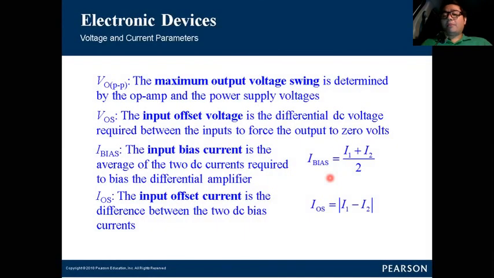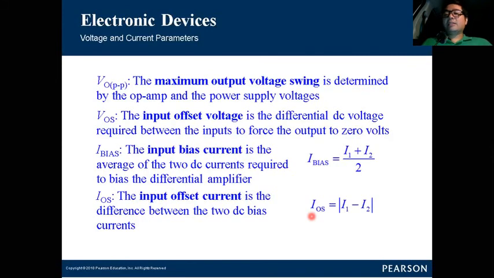So kung i-compare natin ang input bias current at ang input offset current, ito yung pagkakaiba nila, no? Ang input bias current is basically the current that is being drawn by your inputs. Ito yung pumapasok dun sa input terminal ng ating op-amp. While itong input offset current ay ang pagkakaiba or difference nung dalawang kuryente na yon.